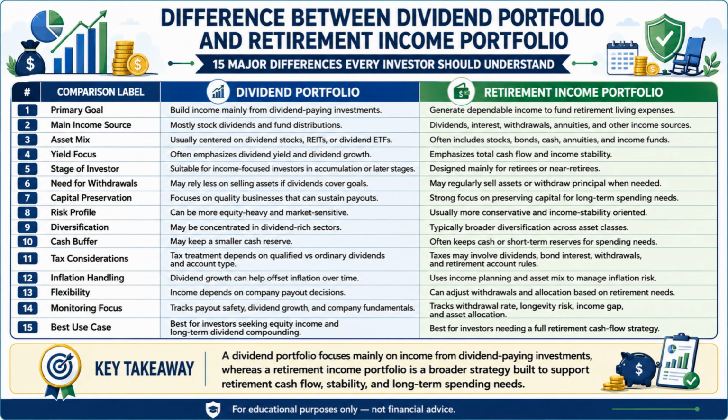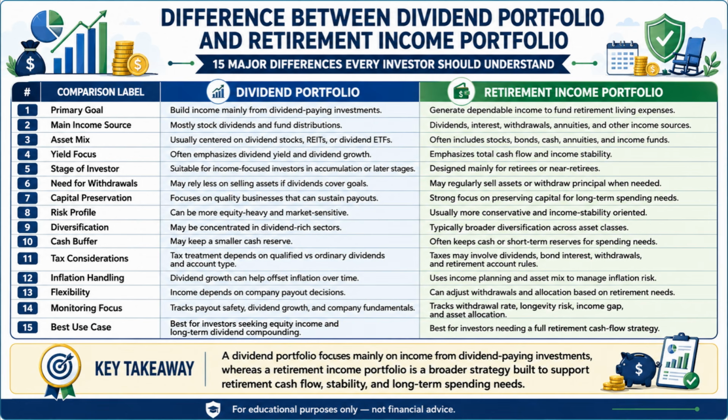Number 6. A dividend portfolio may rely less on selling assets if dividends cover the investor's goals, whereas a retirement income portfolio may regularly involve asset sales or principal withdrawals when needed. Number 7. A dividend portfolio focuses on owning quality businesses that can sustain their payouts, whereas a retirement income portfolio places strong attention on preserving capital for long-term spending needs.